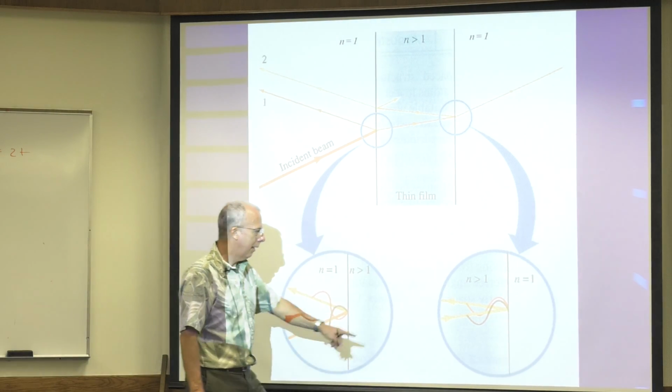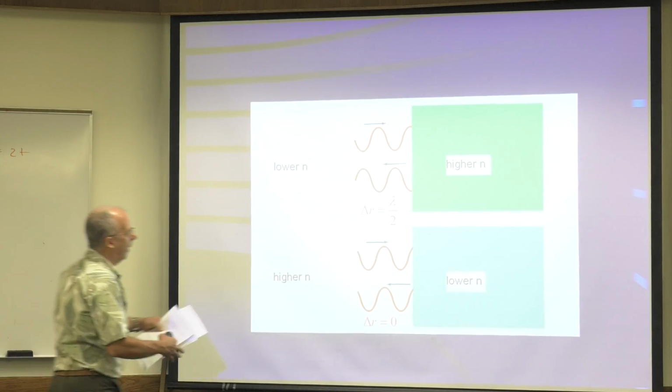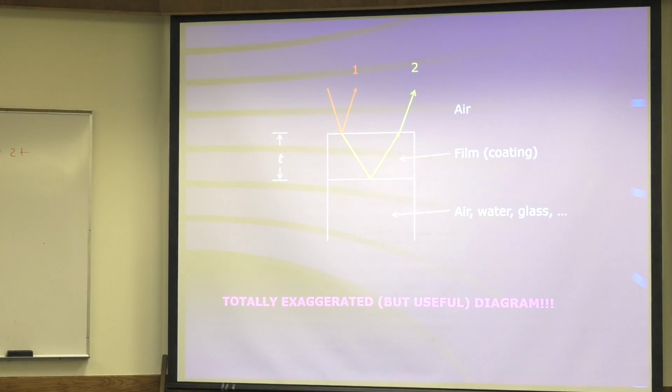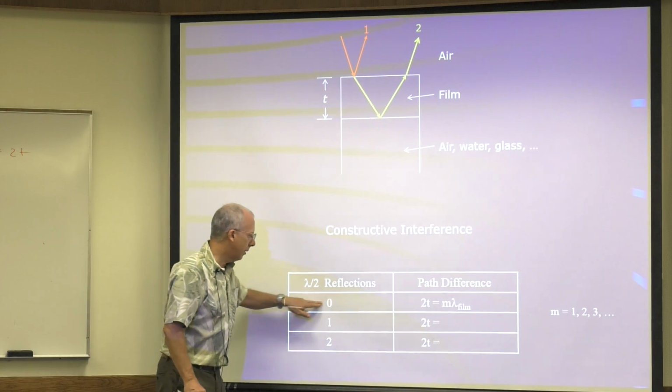I would say this is a lambda over 2 flip. There's no flip here, okay? I'm just talking about this, right? Flip, no flip. Okay? All right. So let's say there are no flips.